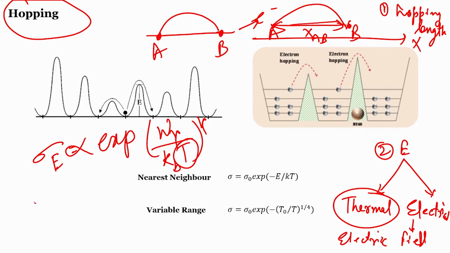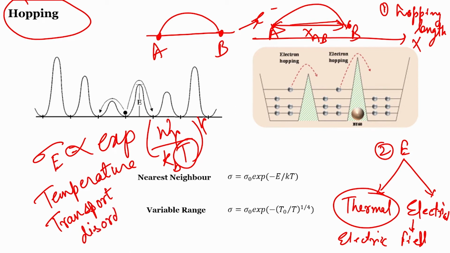So what do we conclude from this? We conclude that temperature dependent transport, and when I say transport I am talking about electrical transport unless specified, is a signature of a disordered system. Why? Because if you supply some extra thermal energy to the system, you will find that the conductivity will increase. So this is one way. This is the second way. Now let us go to the first way.